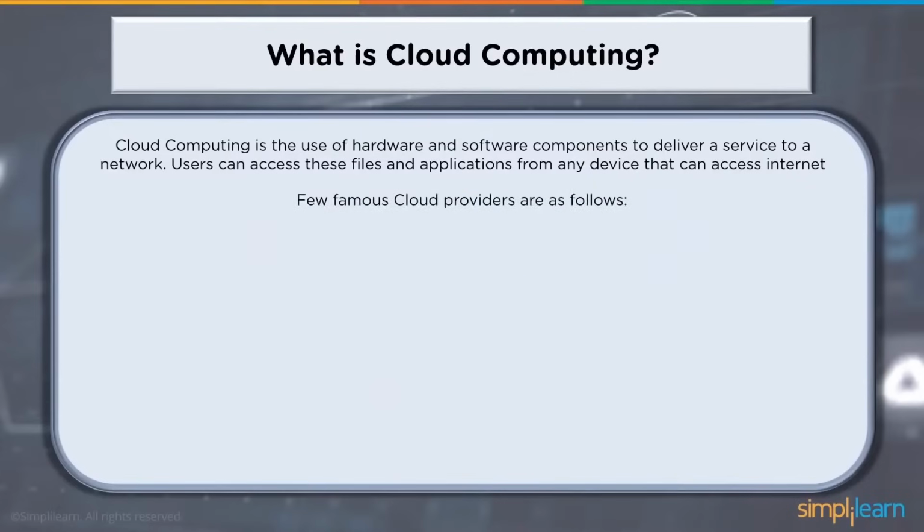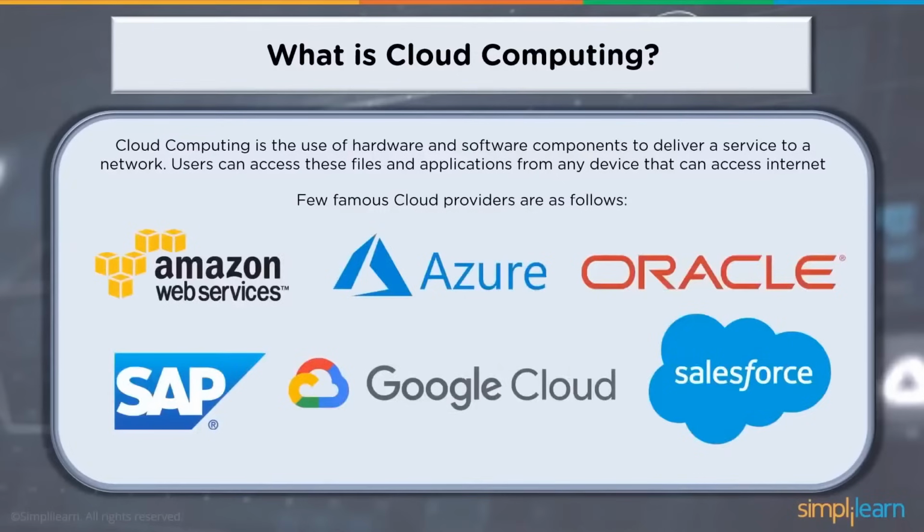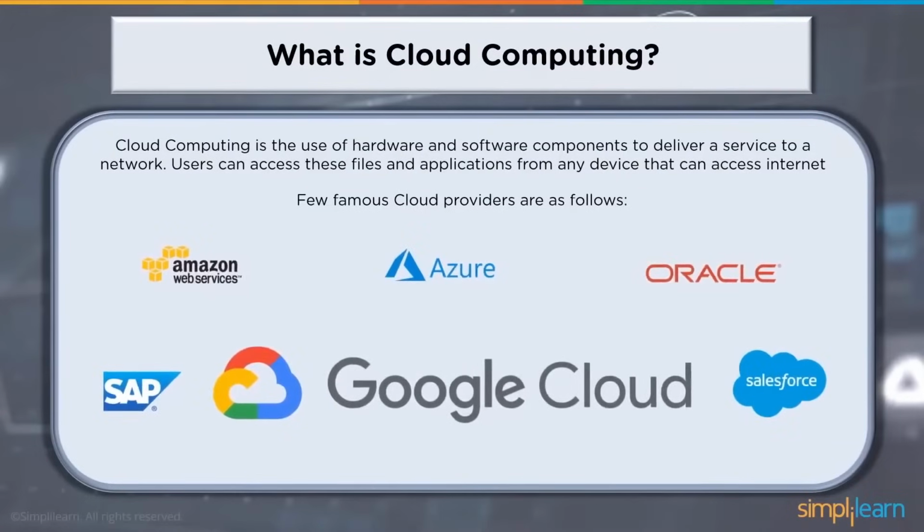Now, a few famous cloud providers are here. So you have Amazon, which offers Amazon Web Services and a huge list of services which come with this. You have Microsoft's Azure, you have Oracle's cloud, you have SAP's cloud solutions, GCP, which is offered by Google, Salesforce, and so on. There are many other small players which are also providing different cloud-based services, or organizations which are partnering with these main cloud providers, thus offering cloud services to their customers.